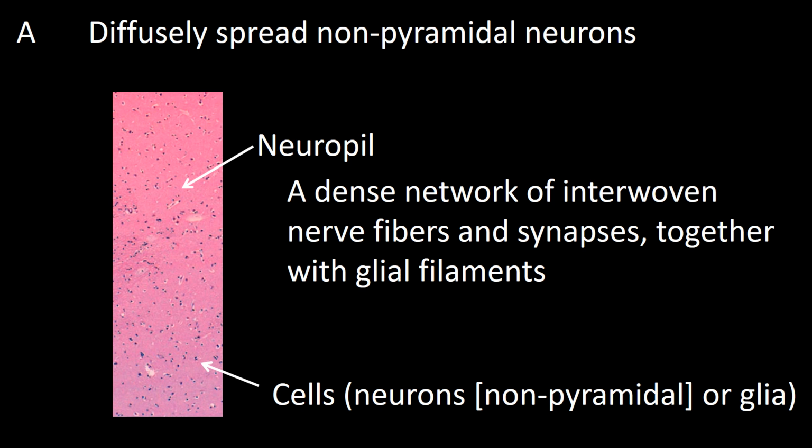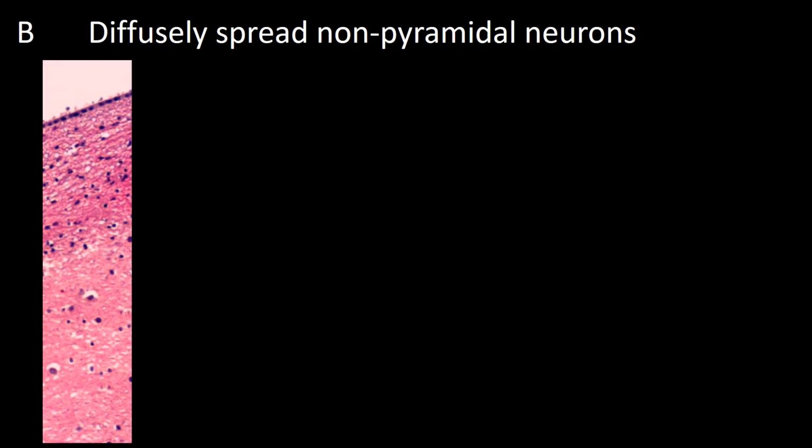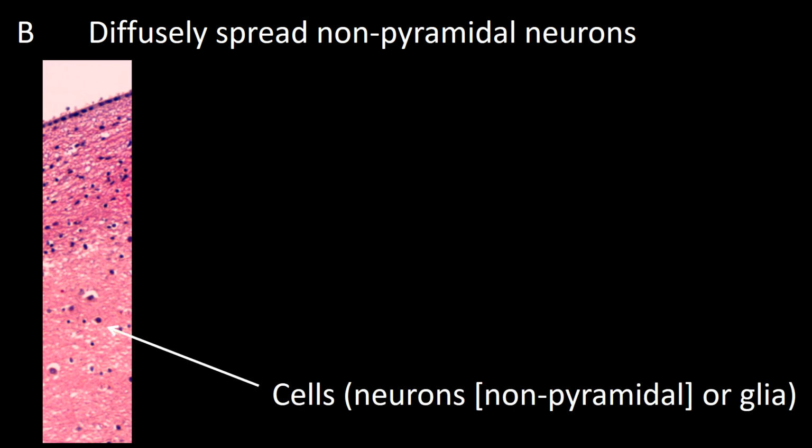Cells are non-pyramidal neurons and glia cells, as you can see in this frame. This specimen can be found in any basal ganglia. Specimen B's main feature is also diffusely spread non-pyramidal cells, as you can see here.